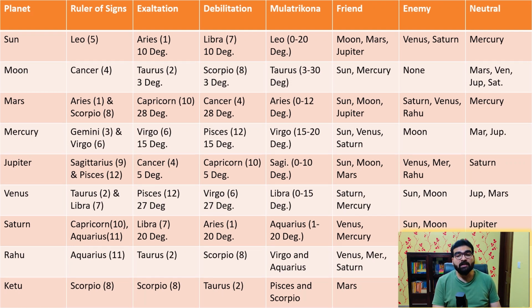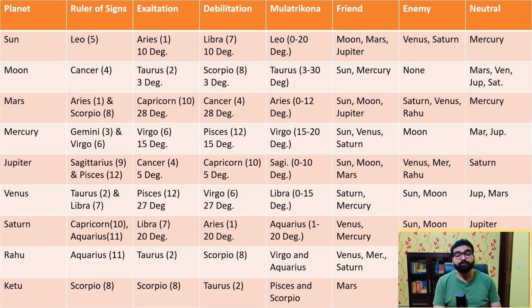Mercury's friends are Sun, Venus, Saturn. And enemy is Moon. Then friends of Jupiter are Sun, Moon, Mars. And enemies are Venus, Mercury, Rahu. Then friends of Venus are Saturn, Mercury. Enemies are Sun and Moon. And then for Saturn, Venus, Mercury are friends. Sun and Moon are enemies. For Rahu, friends are Venus, Mercury, Saturn. Enemies are Sun and Moon and Jupiter.